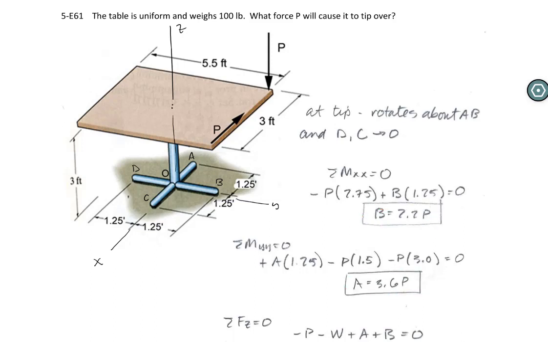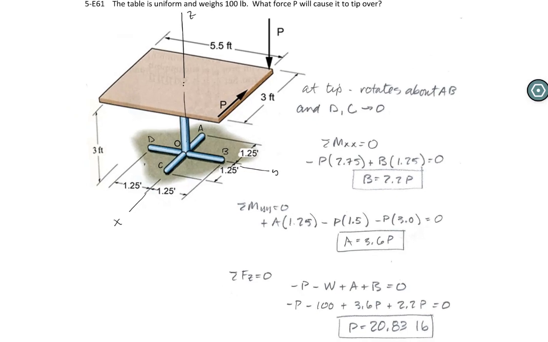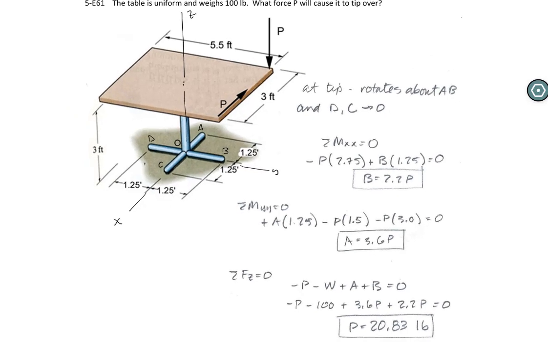Now let's sum the forces in the Z direction. I didn't draw the weight on here yet, but the weight is considered to be uniform, and is going straight down through the middle of the axis, and I said that it equals 100 pounds. So if I sum the forces in the z-axis, I have this equation: minus P minus the weight plus A plus B is equal to 0. Then using these pieces, I can solve for P equal to 20.8 pounds in order to tip it over.